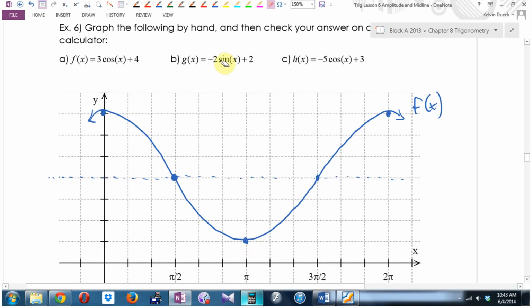B, g of x, negative 2 sine x plus 2. How are we going to graph that? What trig function, sine or cosine? So it's going to be an S shape, negative or positive? Negative, it's going to head down. What's my midline? Plus what? So I'm going to do this one in red. I'm going to draw a dotted line, too high.